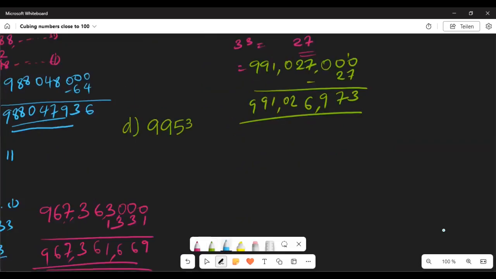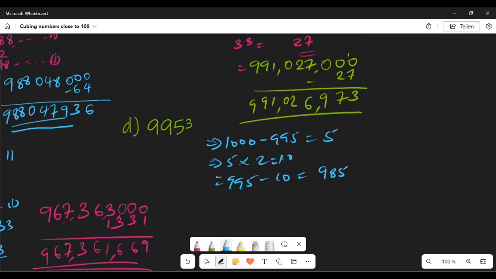The last one is going to be the same. First, we're going to say, what is 1,000 minus 995? We have 5. Then we say, what is then 5 times 2? We're going to have here 10. And then we're going to say, what is 995 minus 10? So we have there 985. That's going to be the first part of the answer, in millions.